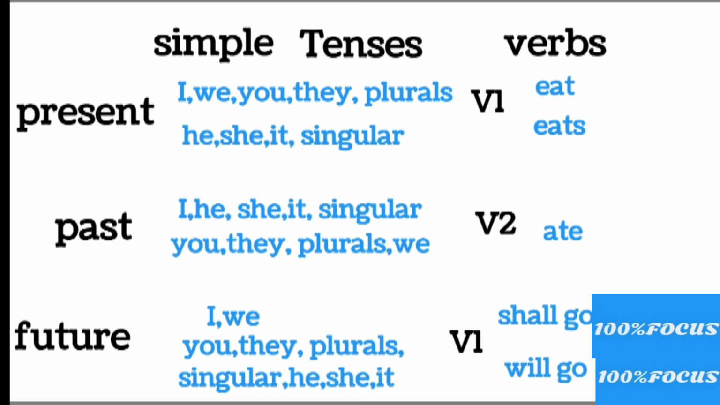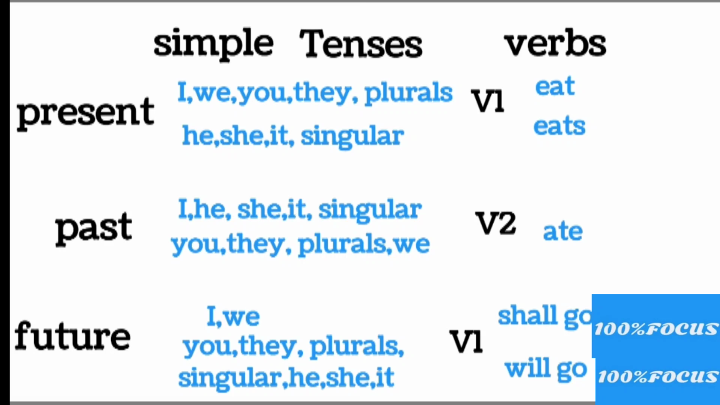So now we are going to learn about simple tense in all three types. Okay, simple tense in all three types, that is present simple, past simple, future simple. And what are the verbs we are going to use in that tense?